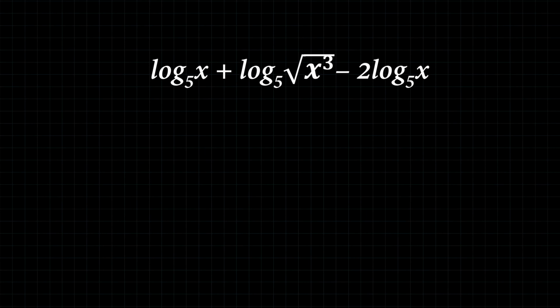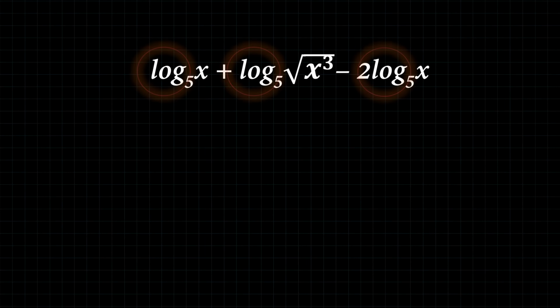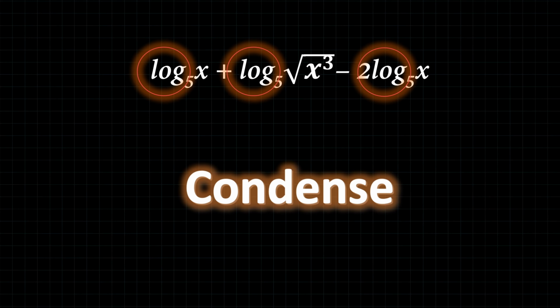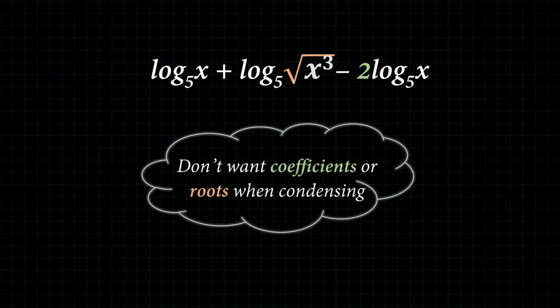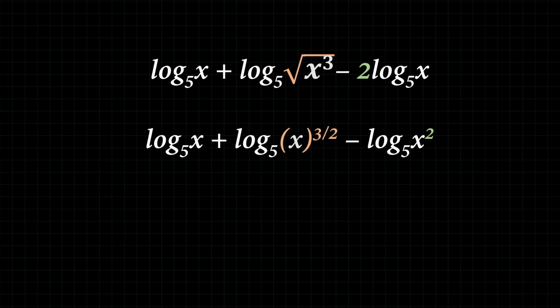On the other hand, what if you see a question like this? Well, since there's 3 logs here, the only thing we can do is to condense into a single log, right? But before we can do that, we have to first look at these 2 problems. When we're condensing, we don't like to have coefficients like 2, nor do we like to have any roots. So we can easily fix that by moving the 2 to the exponent of our argument using the power rule, and we can rewrite the root as x to the power of 3 over 2.